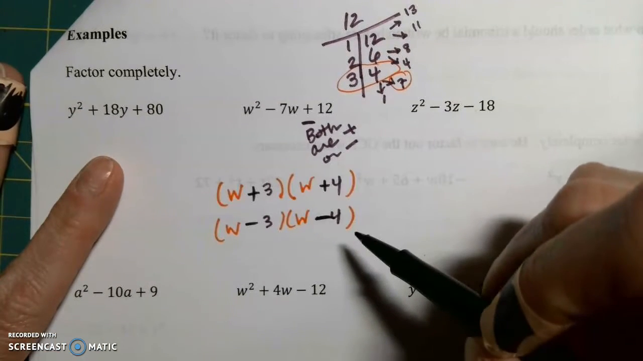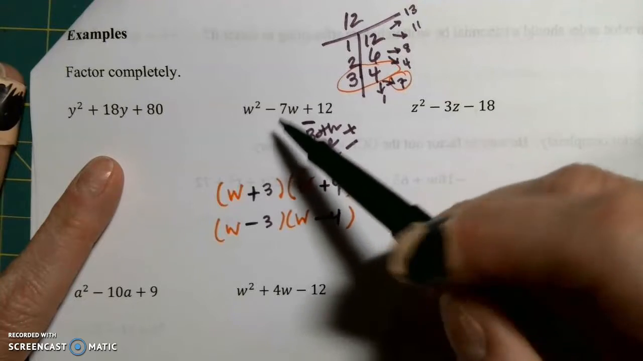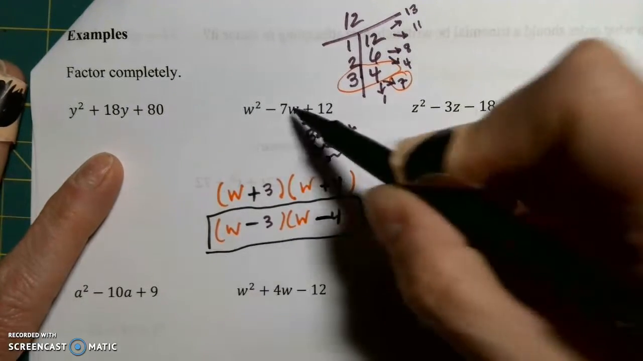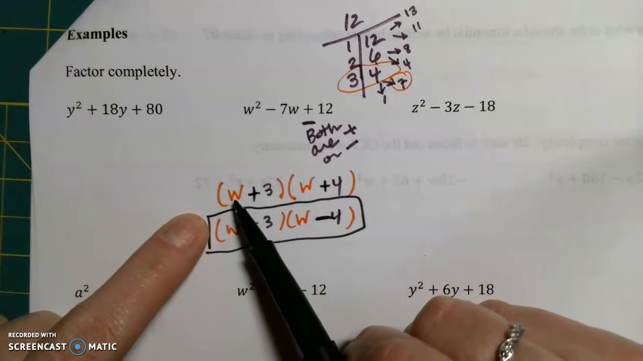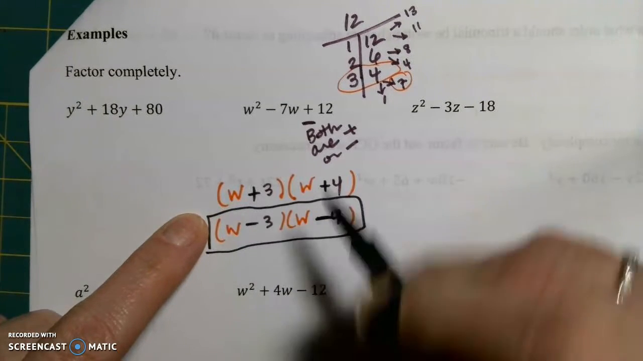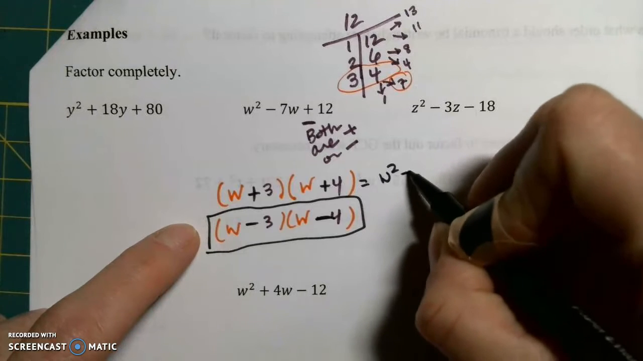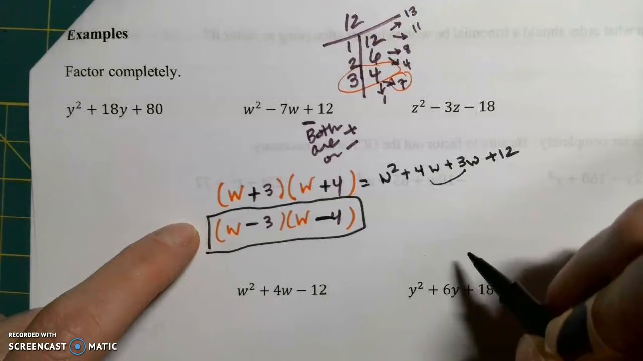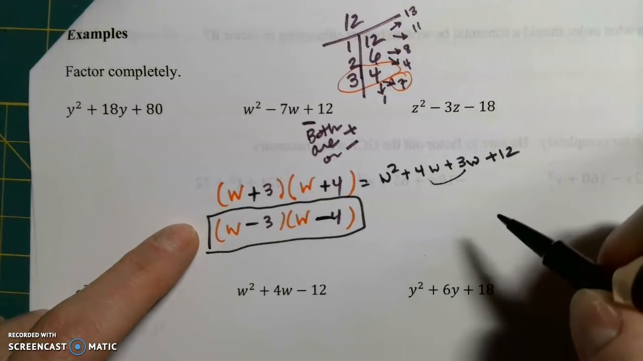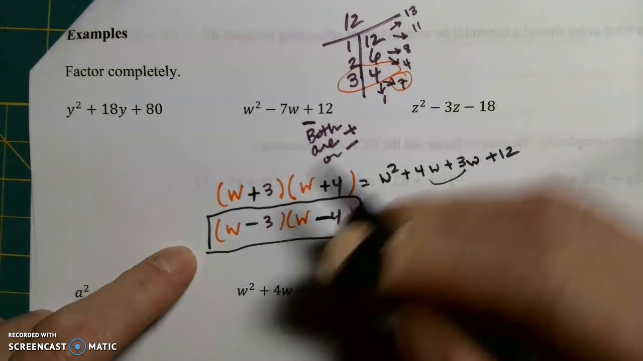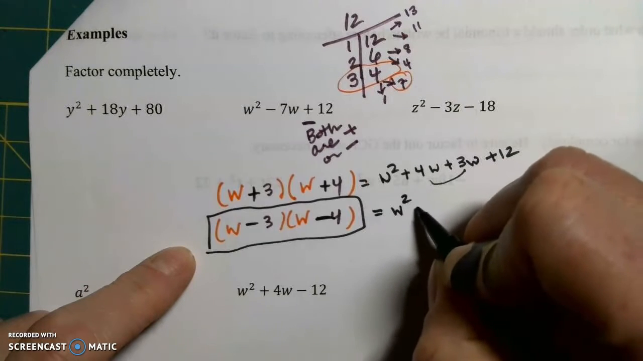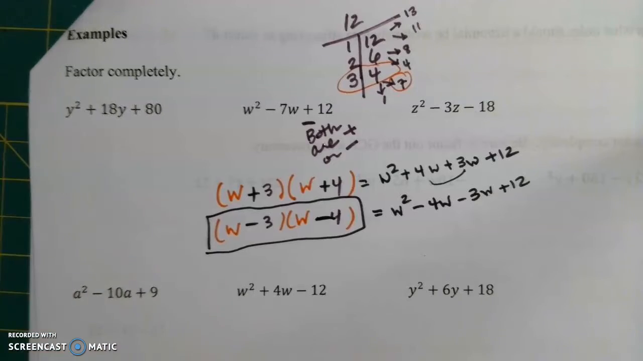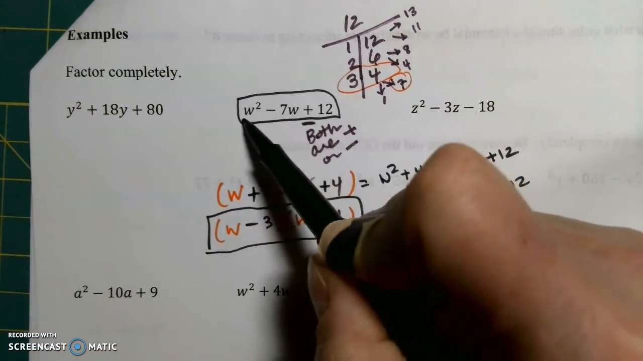the correct one. If you want to think through it logically, if we have subtraction here, then they both have to be subtraction, because otherwise there's no way we could get a negative middle term. If I have w plus 3 and w plus 4, that's going to multiply to w squared plus 4w plus 3w plus 12, which will give you a 7w as the middle term, but it's going to be a positive 7w. So we need to pick this one, which will give us the negative 7w. So we'd have w squared minus 4w minus 3w plus 12, and that will get us back to our original trinomial there.